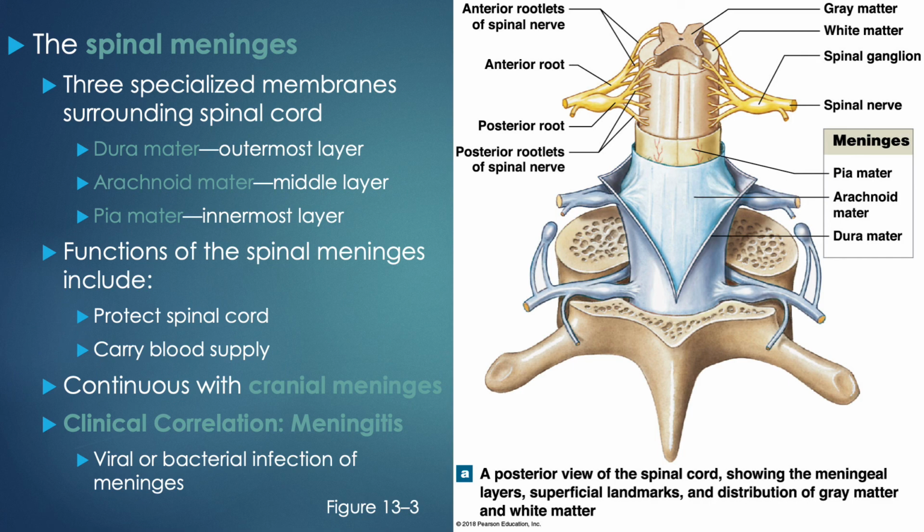So the spinal meninges are continuous with the cranial meninges, which is that same type of membranous material that circumferentially surrounds the brain and holds cerebral spinal fluid.